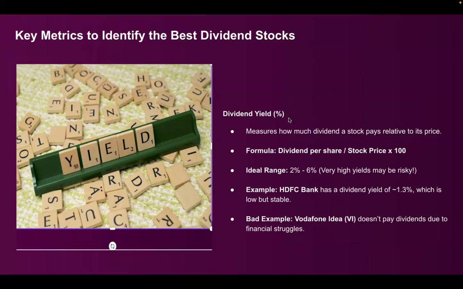So this is similar to your interest rate in an FD. You invest 1 lakh in FD, you get 5,000 rupees as interest. Your interest rate is 5%. Similarly, your dividend yield is a formula where the amount of dividend paid per share is divided by the stock price, into 100. So ideally, we should choose companies with dividend yield in the range of 2 to 6%.